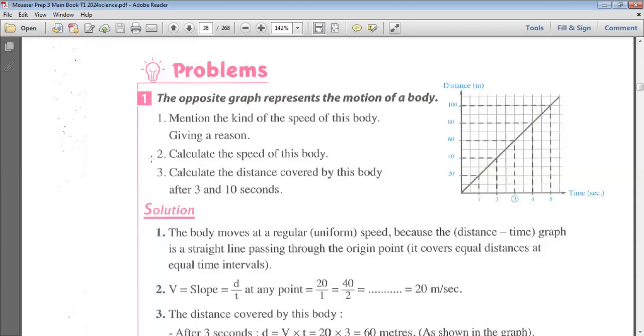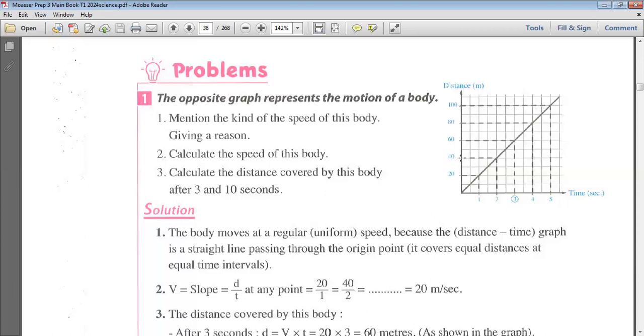Number two, calculate the speed of this body. How do I get the speed? In lesson 1, speed equals distance over time. Say the distance is 20 and the time is 1, so 20 over 1, so the speed equals 20 meters per second. Okay, let's try another point.